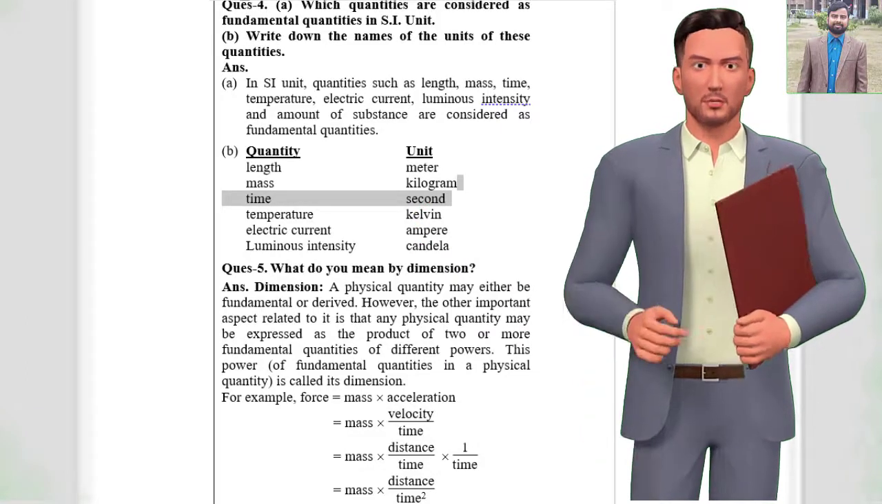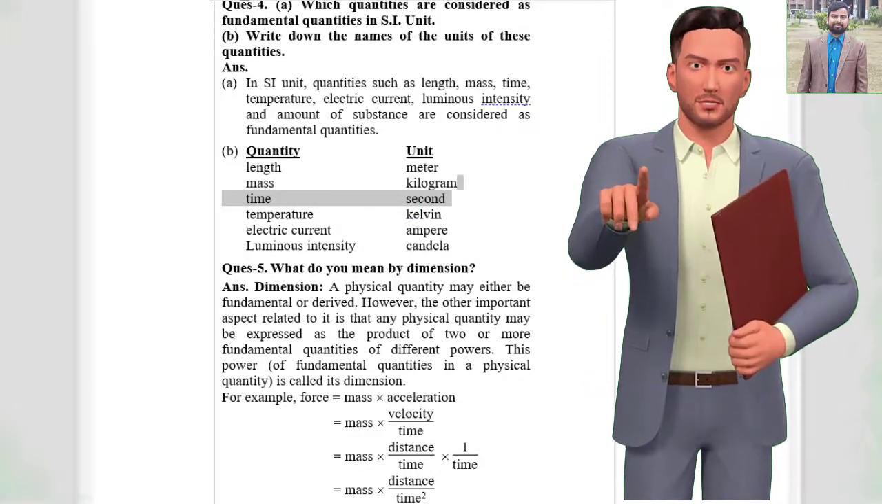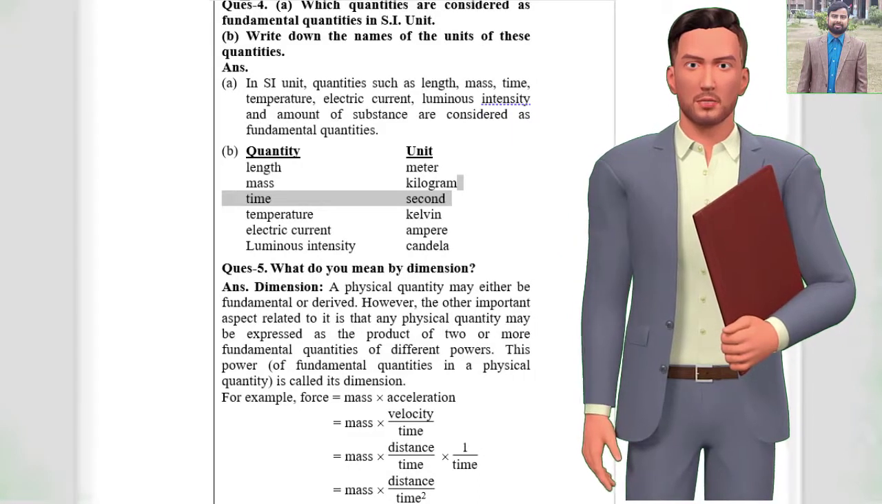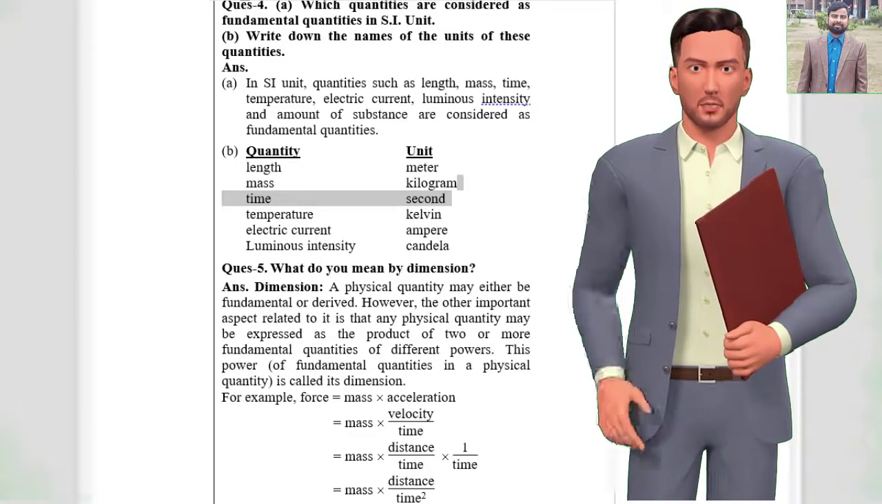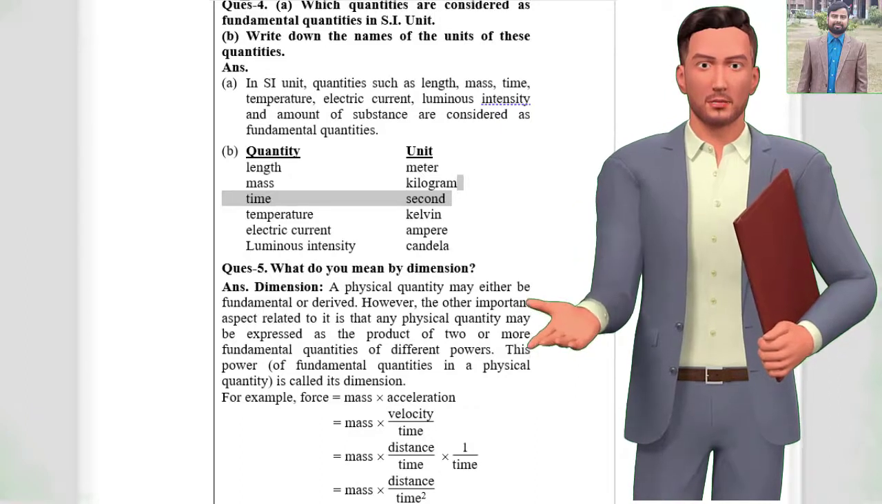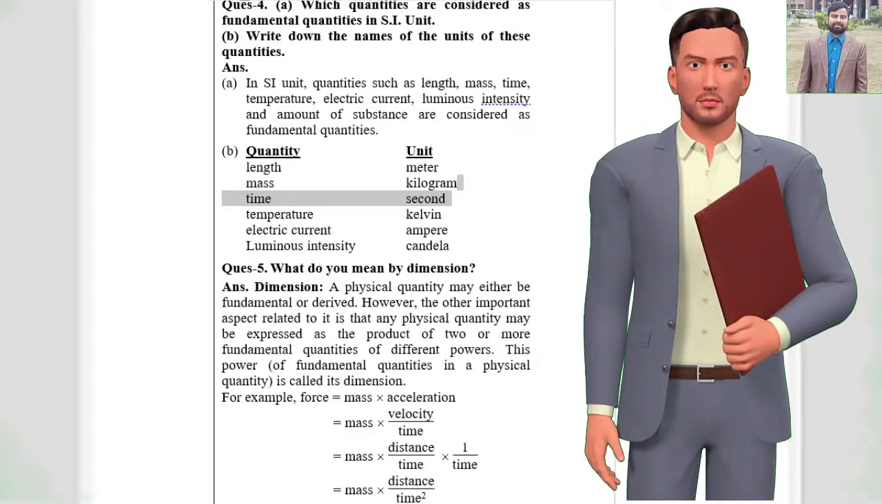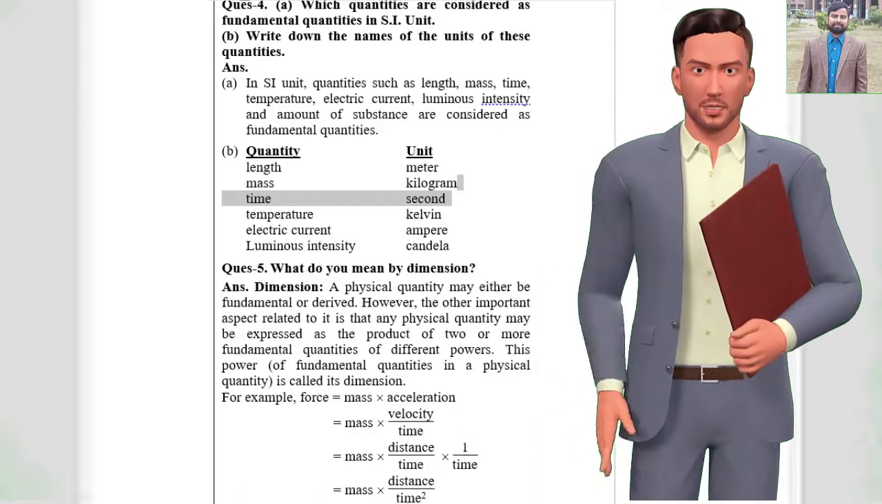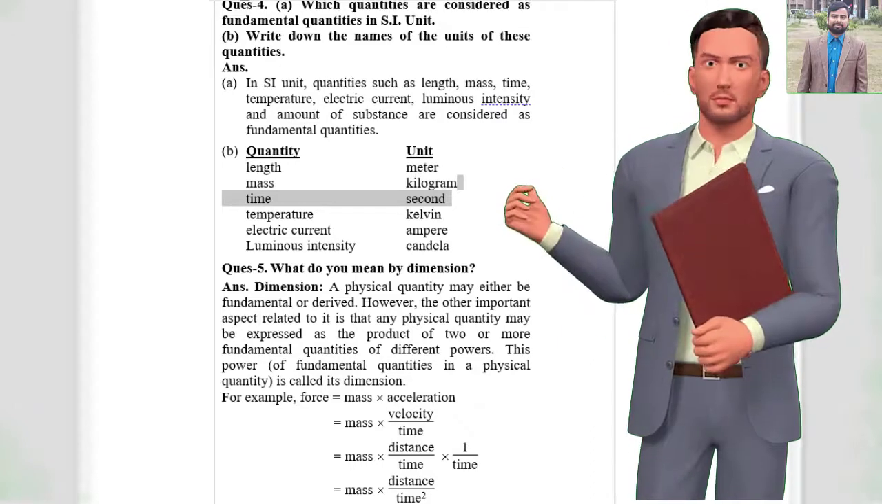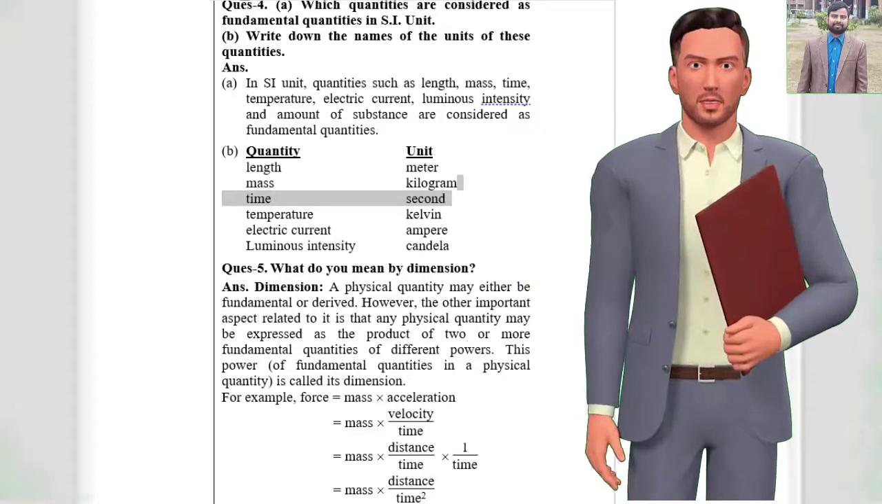What do you mean by dimension? ANS. Dimension. A physical quantity may either be fundamental or derived. However, the other important aspect related to it is that any physical quantity may be expressed as the product of two or more fundamental quantities of different powers. This power of fundamental quantities in a physical quantity is called its dimension.